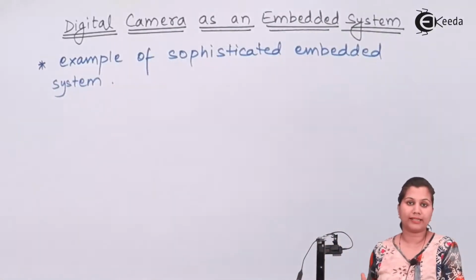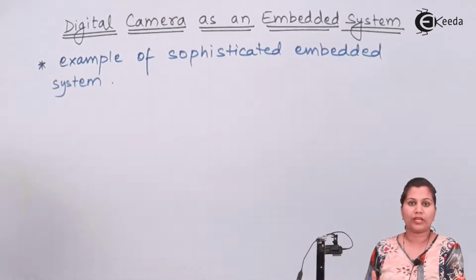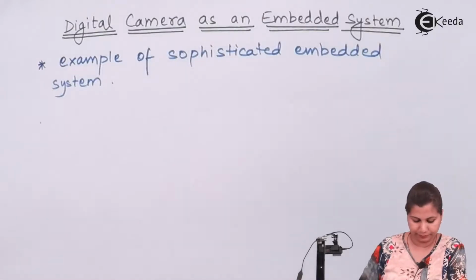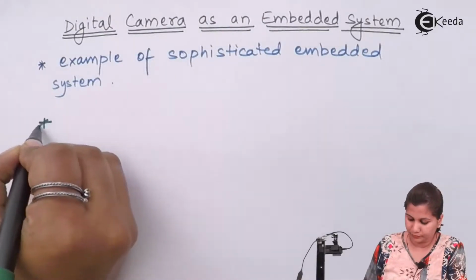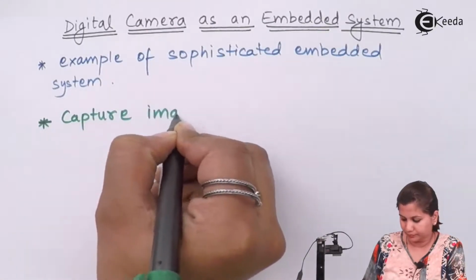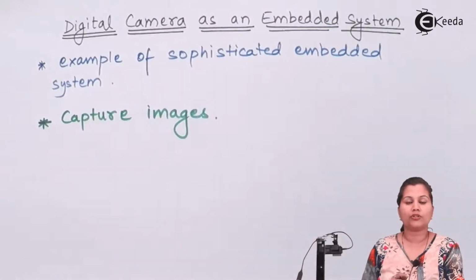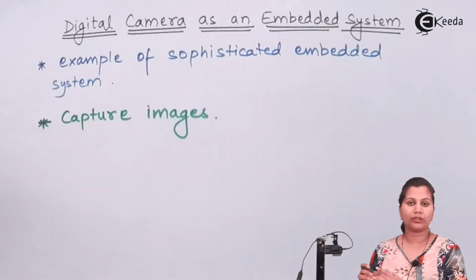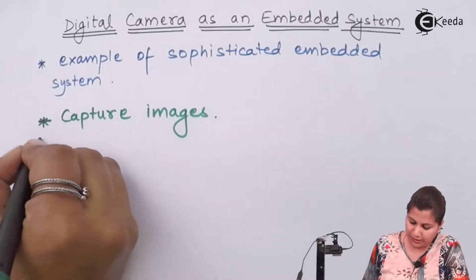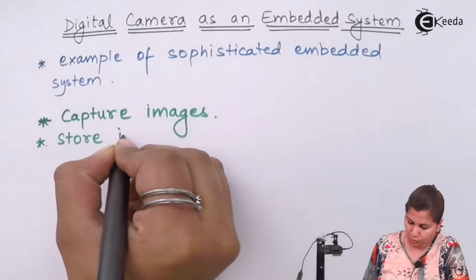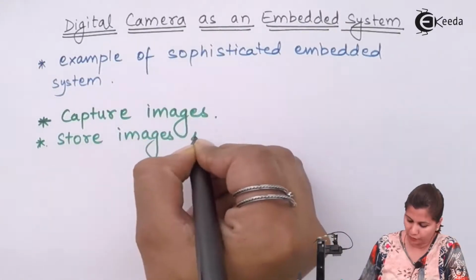Now what does a digital camera do? The camera is going to capture and store the images. So the first function of the camera is to capture the images. From the real world it is going to take the pictures and then store them in digital format. So the second function of the camera is to store images in digital format.